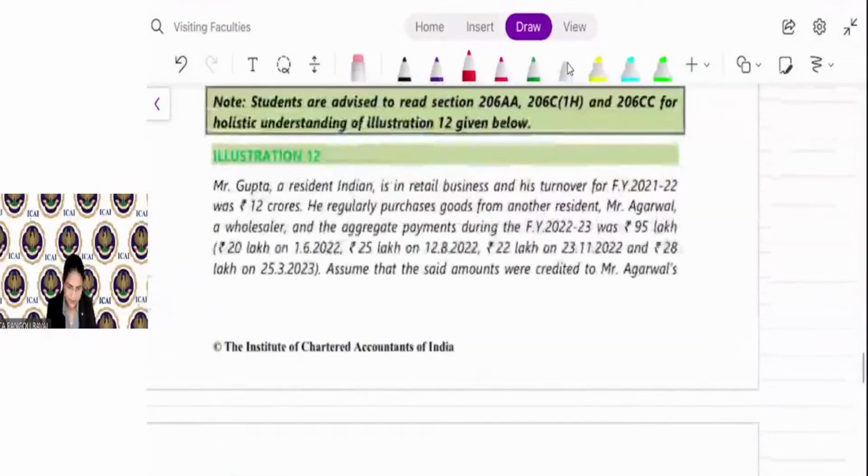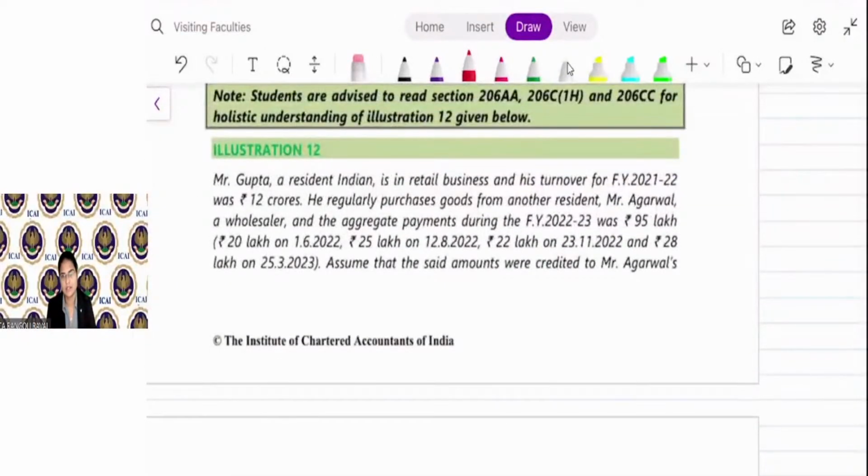Now let us discuss the illustration number 12 for better understanding. Mr. Gupta, a resident Indian, is in retail business and his turnover for financial year 21-22 was 12 crore. So we are calculating for financial year 22-23. In financial year 21-22, his turnover is 12 crore. He regularly purchased goods from another resident, Mr. Agrawal, a wholesaler, and the aggregate payment during financial year 22-23 was 95 lakh, that is 20 lakh, 25 lakh, 22 lakh, 28 lakh.